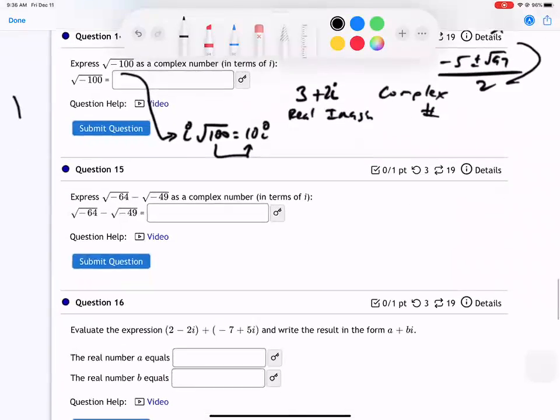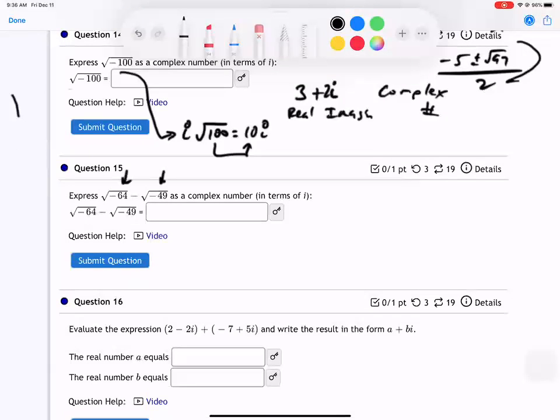All right, this next question is, hey, can I add square root of negative 64 and square root of negative 49 even though they're both square roots? No, we have to first rewrite it. The square root of a negative is i times the square root. So it's i square root of 64 minus i square root of 49. Now I can take the square root of 64, which is 8i minus 7i. Now I can combine them to become just i. So you have to change them to imaginary numbers first, and then we can combine them.